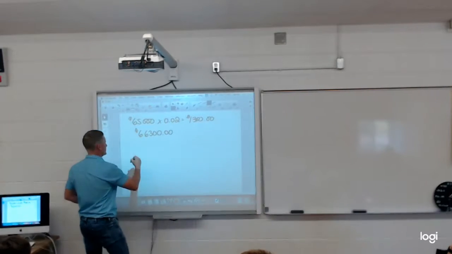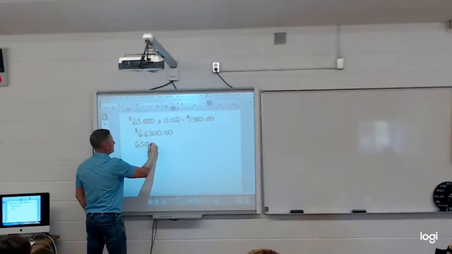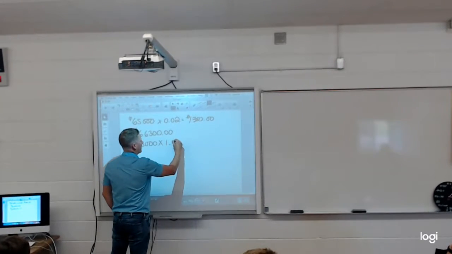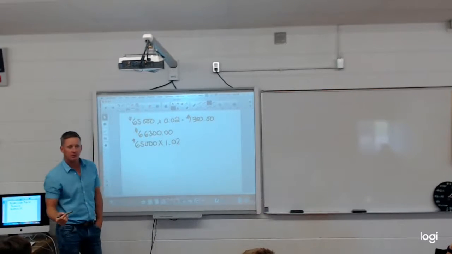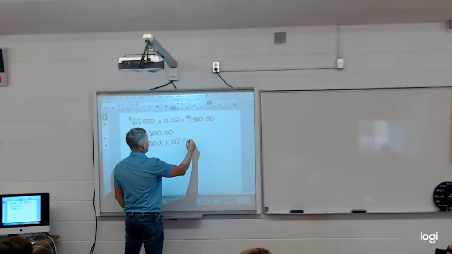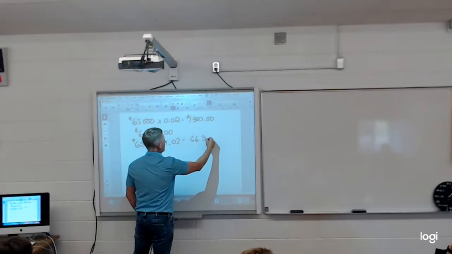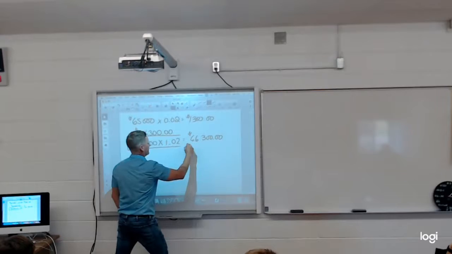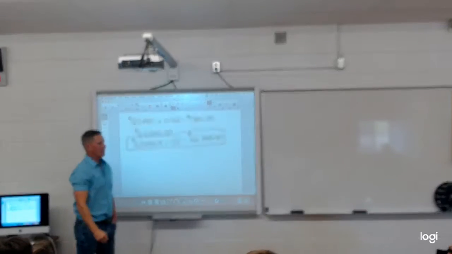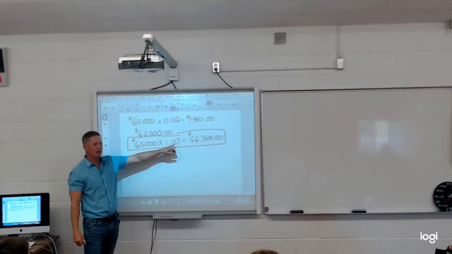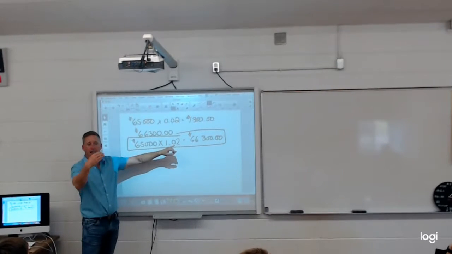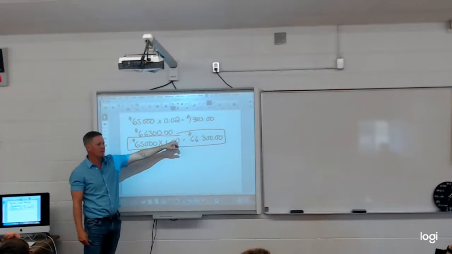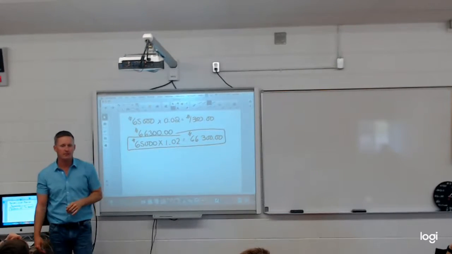So if I take 65,000 and multiply it by 102% as a decimal, 1.02, I'm going to end up with $66,300. I like this method. When you understand that to get an add-on, you're getting 100% of the value plus 2 more percent, that's 1.02.